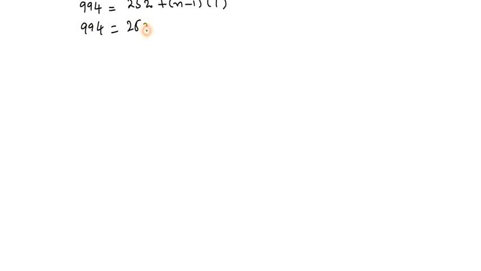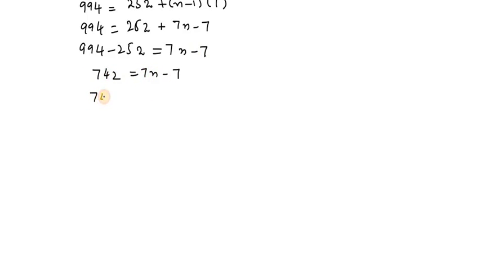994 is equal to 252 plus 7n minus 7. 994 minus 252 is equal to 7n minus 7. 994 minus 252 is equal to 742. 742 plus 7 is equal to 7n. 749 is equal to 7n, and 749 upon 7 is equal to n.